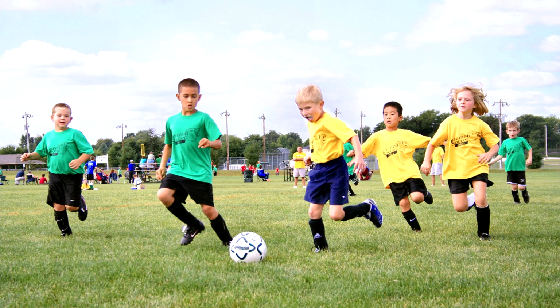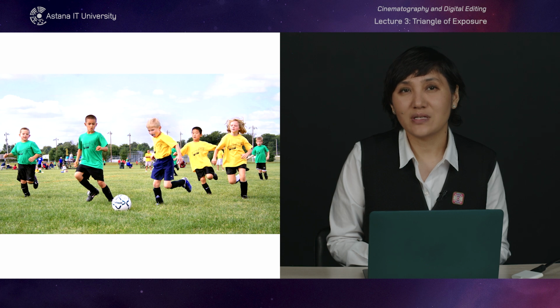Now consider sports photography, where the goal is often to freeze fast-moving action. In this scenario, you would use a fast shutter speed, like 1/1000 of a second or faster, to capture sharp, detailed images of athletes in motion. Since fast shutter speeds allow less light into the camera, you might need to widen the aperture or increase the ISO to compensate and maintain correct exposure.